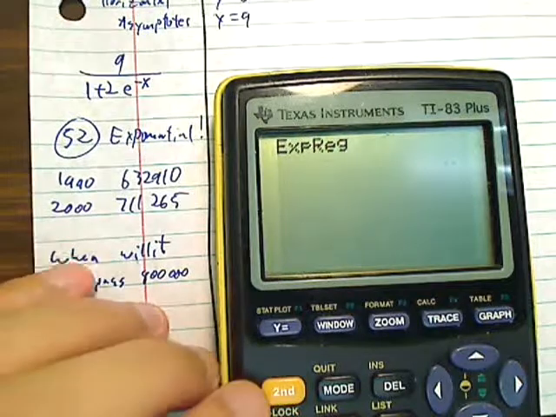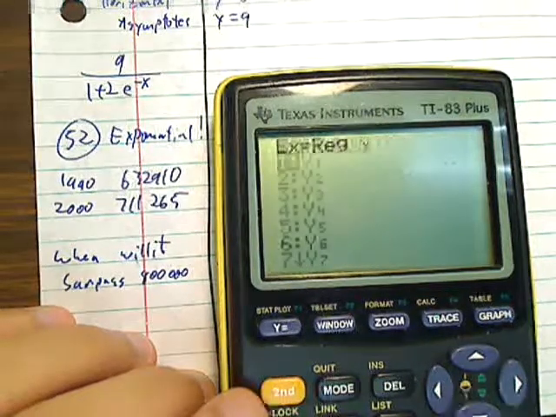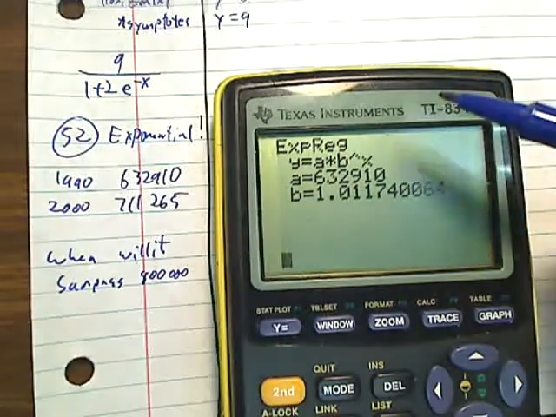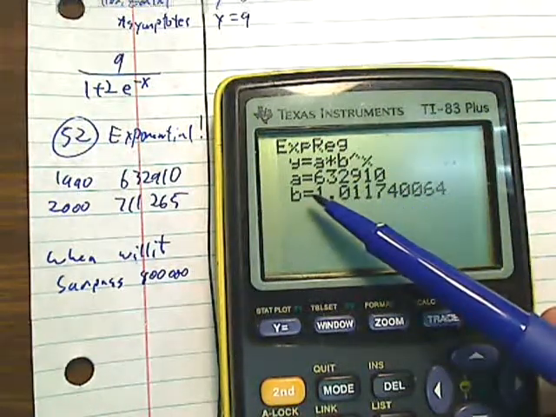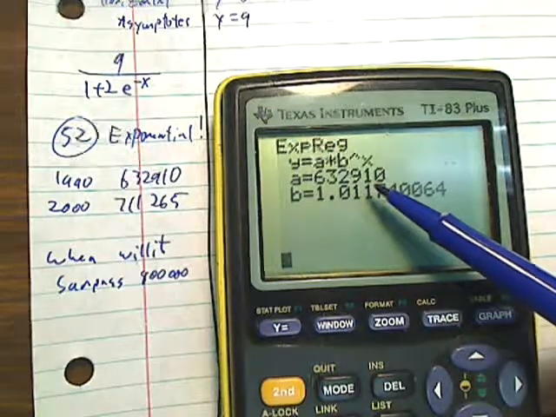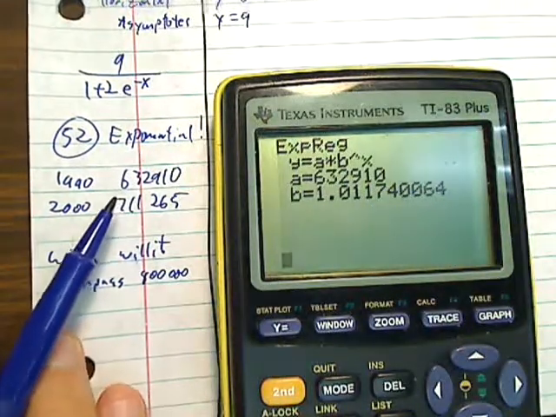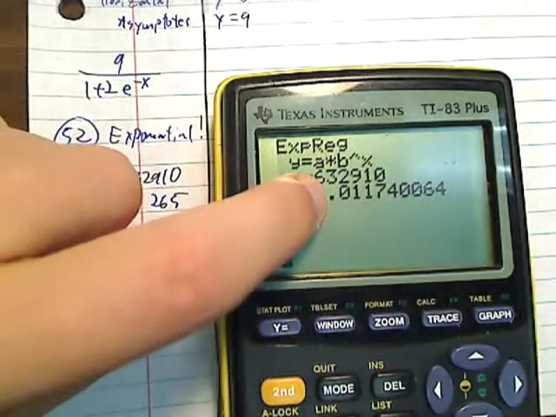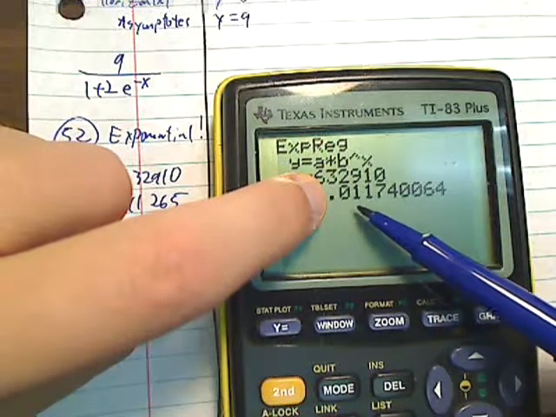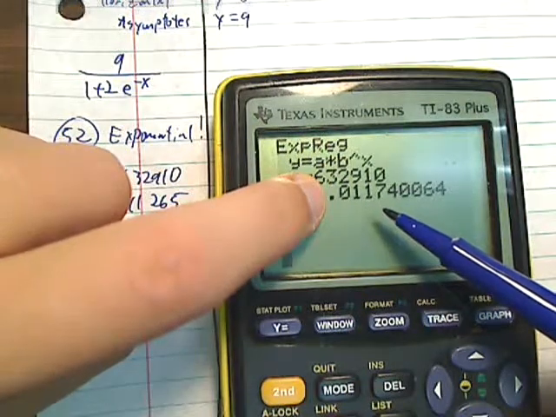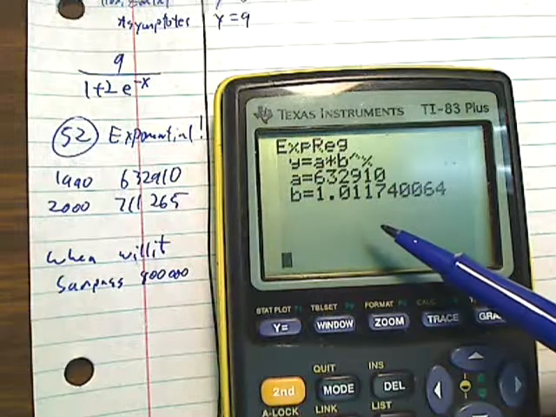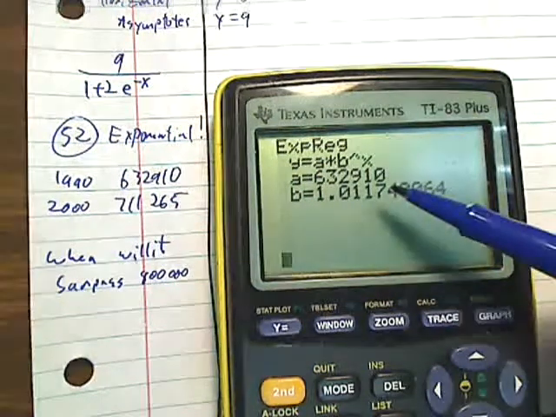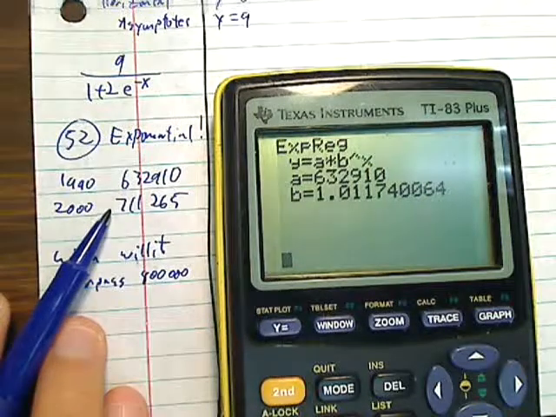So let's put that in y1 so we don't have to type it again. And this is the form we were using. So the initial value is 632910, the value of A, which is what it should be. And the growth factor is 1.01. You just kind of ignore the 1, and that's the growth rate. It's increasing at 1.17% per year. So that is the growth factor there. It's by a little bit each year, but over 10 years you add almost 100,000 people.